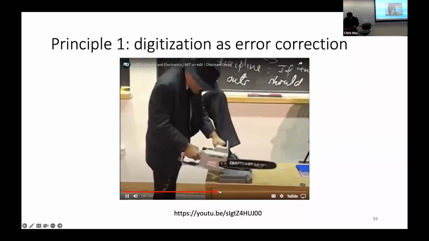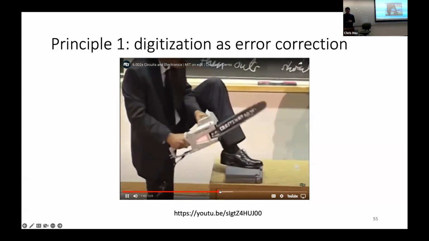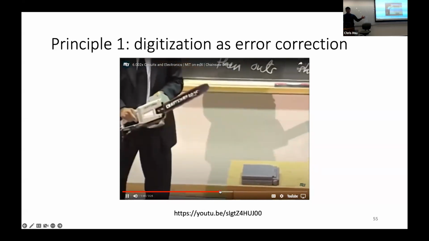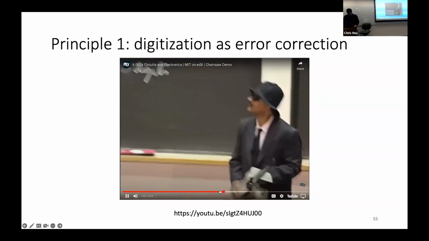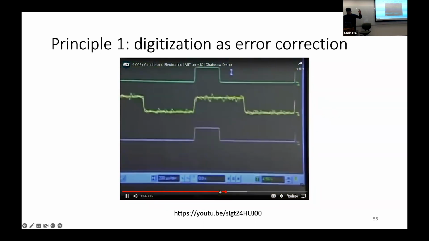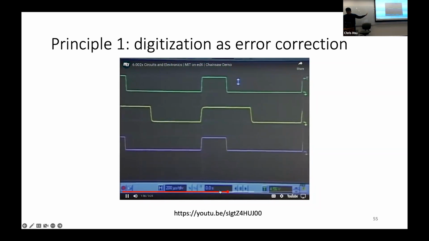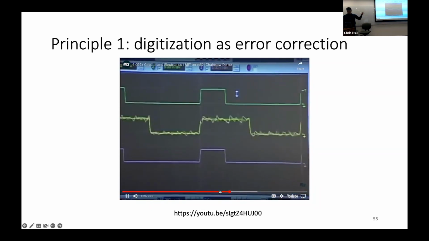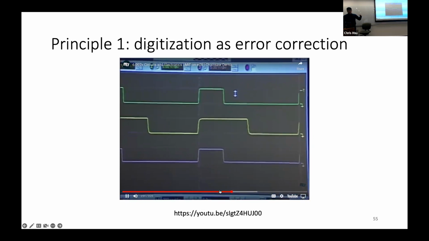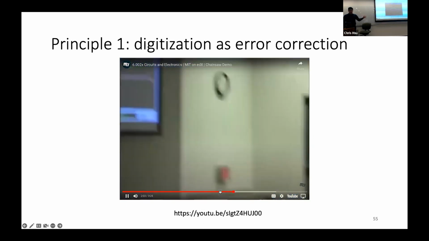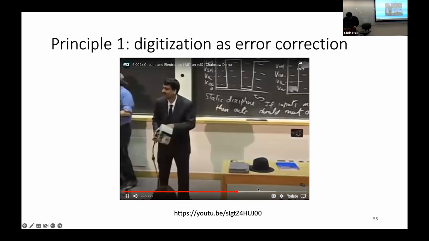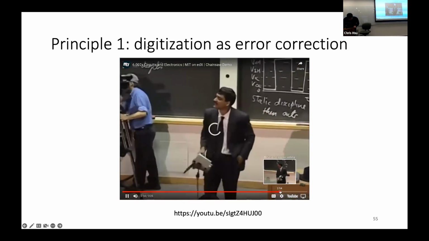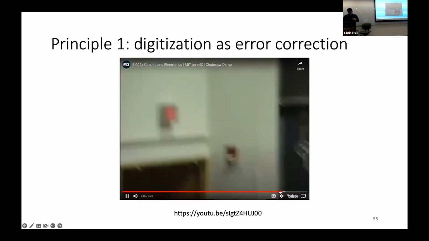Okay, so in this video, we're seeing a particular signal being corrupted by noise in the chainsaw. So you have an input square wave in yellow. It's being corrupted by noise, and the output wave is purple. And as you can see, the output wave is uncorrupted.